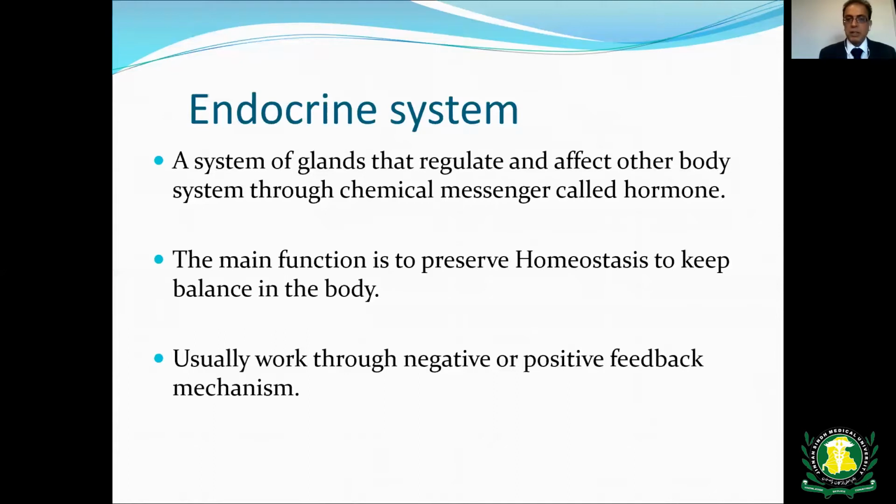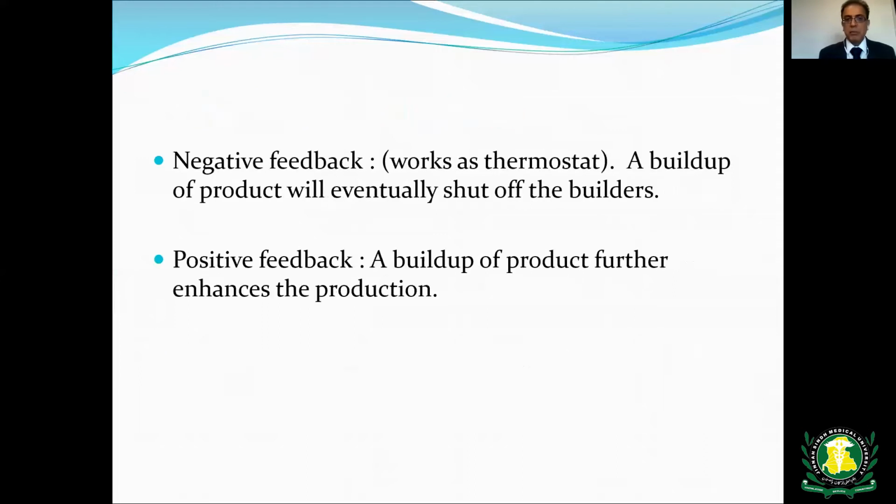And usually they work through a system called positive and negative feedback. I'll just go through the definitions. Negative feedback works like a thermostat, in which a buildup of product will eventually shut off the producers. For example, if you set a thermostat to 25 degrees centigrade, as long as the temperature is below, it will keep on working. But once it's reached, it will stop automatically. Examples are thyroid stimulating hormone and ACTH. They will eventually stop when the thyroid hormone or the cortisol levels in your body are high.